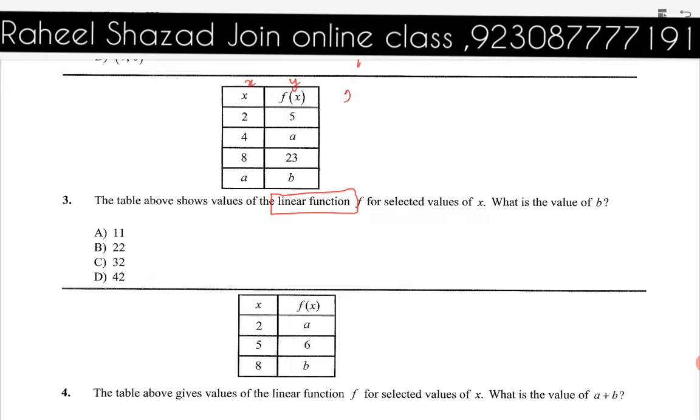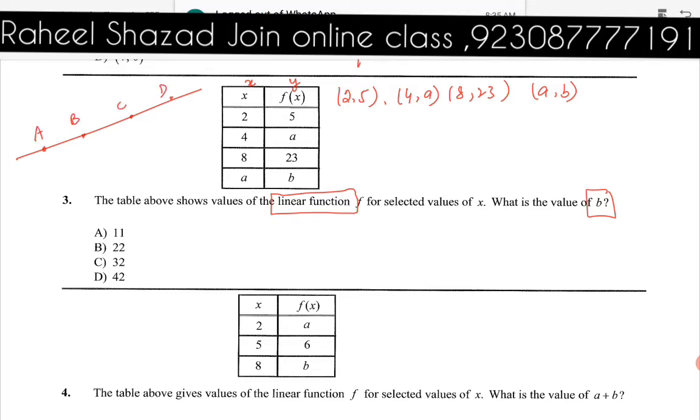Means the points we have are (2, 5), (4, a), (8, 23) and (a, b). So we are looking for the value of b in this question. Since it's a linear function, points lying on it represent a straight line, so points lying on one straight line will always have equal gradient.